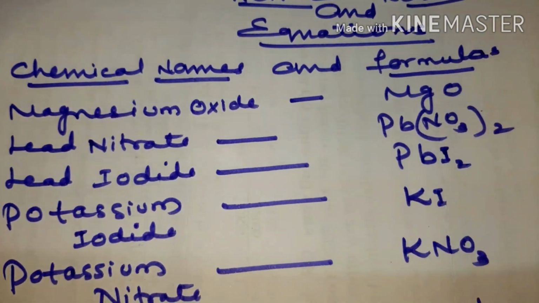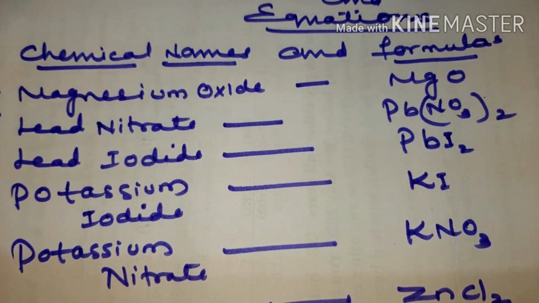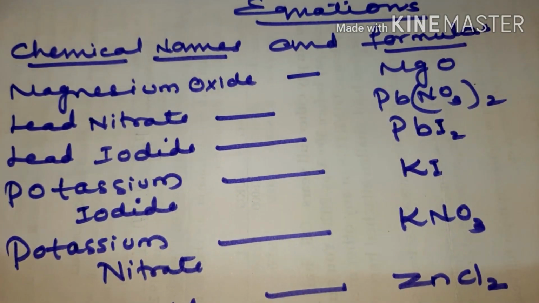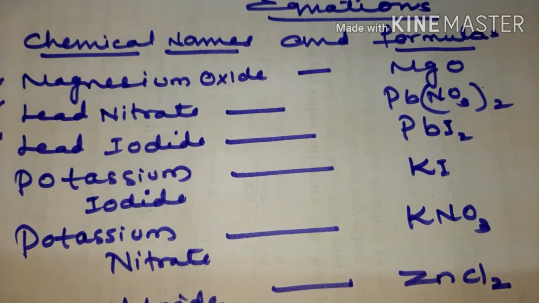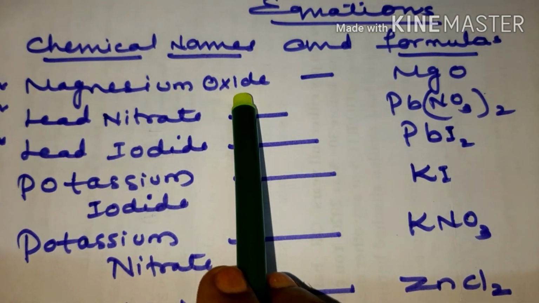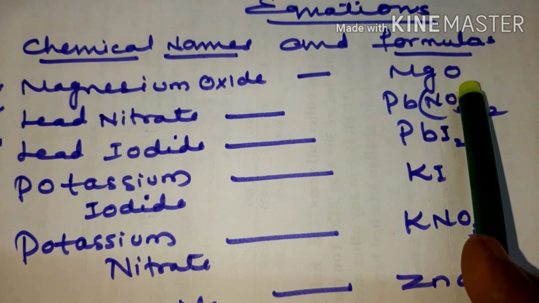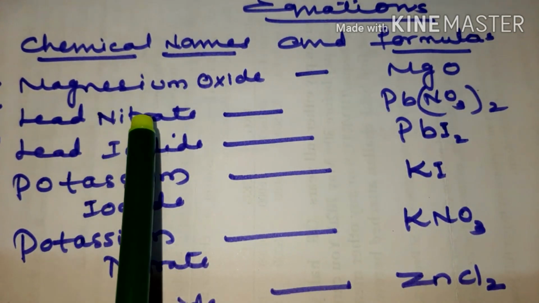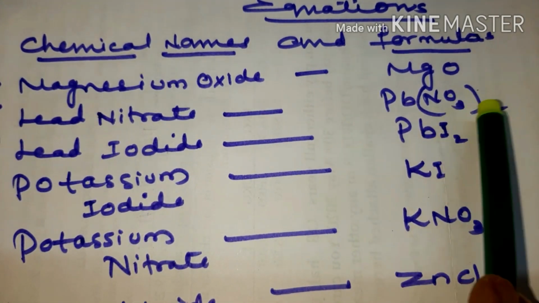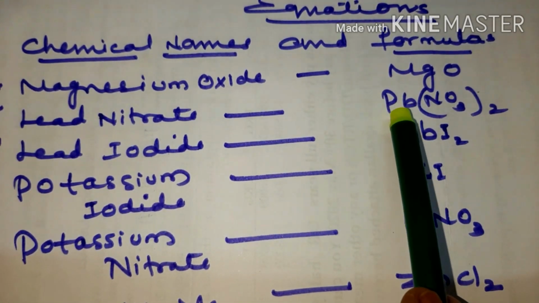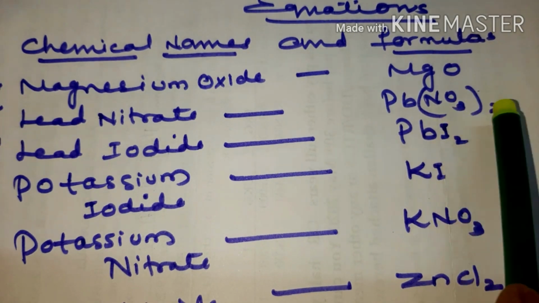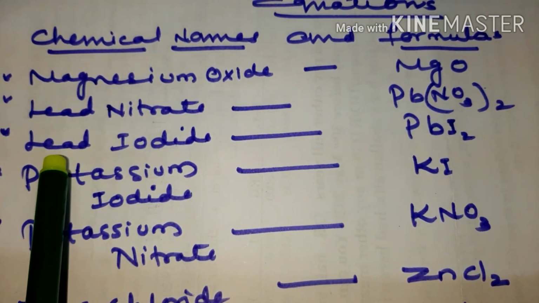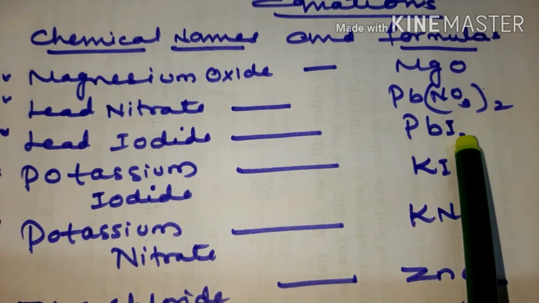I want every one of you to note down these formulas and chemical names, children, which are really helpful for understanding the lesson. The first chemical name is magnesium oxide. So the formula is MgO. Magnesium oxide, MgO. Lead nitrate, Pb(NO3)2. So how do you read that, children? Pb(NO3)2. And you have lead iodide, PbI2.